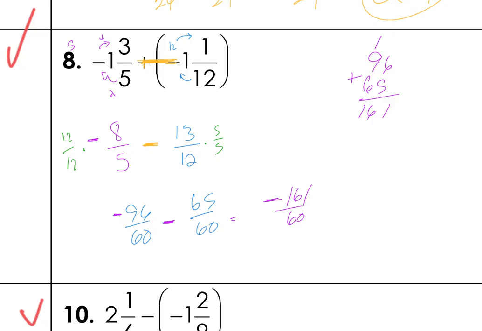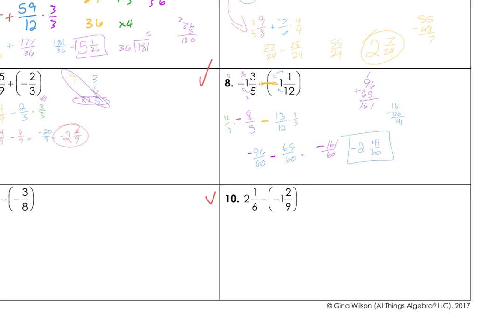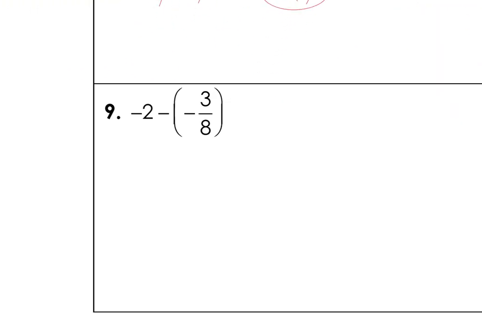And that is going to go into, 60 is going to go into 161 twice. So watch this, 161 minus 120. Why 120? Because 2 times 60, we get 41/60ths. And that's the final answer because there's no more left to happen. 41 is prime. Can't be divided by 2, 3, 4, 5, 6, 7, 8, 9, 10, 11, 12, 13, 14. You get the idea.